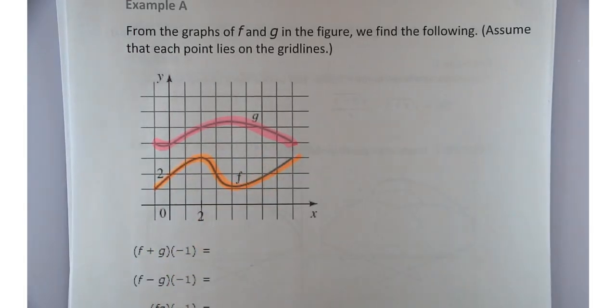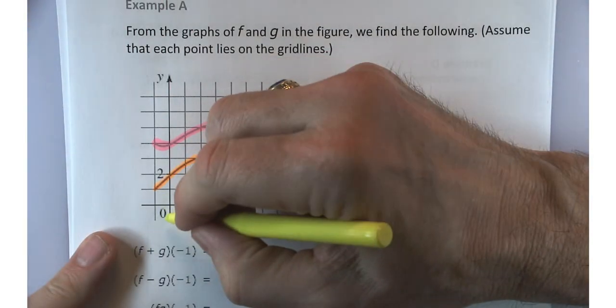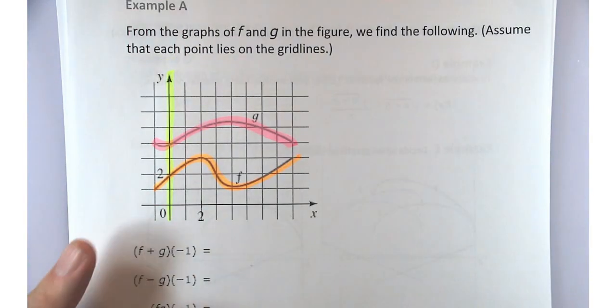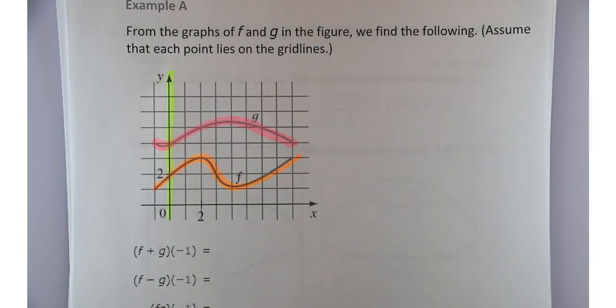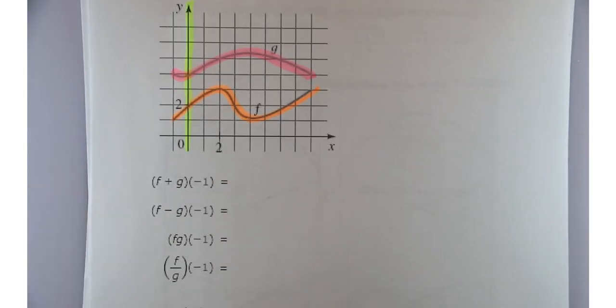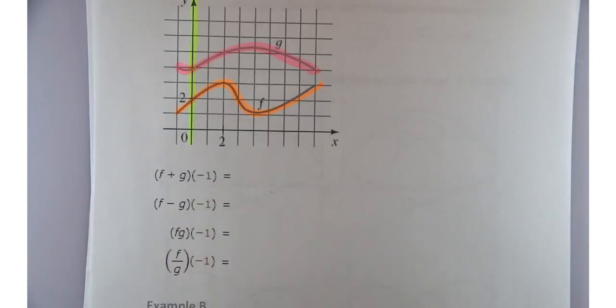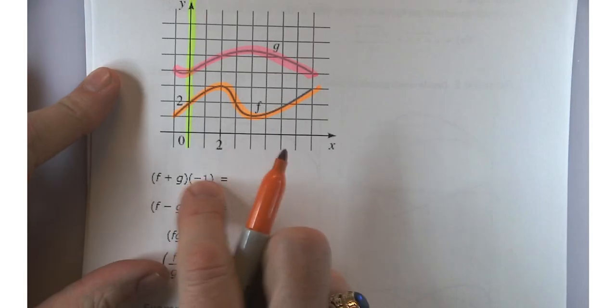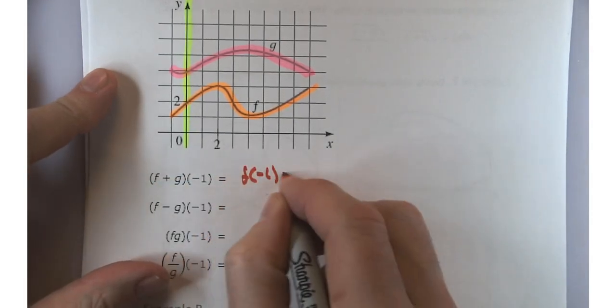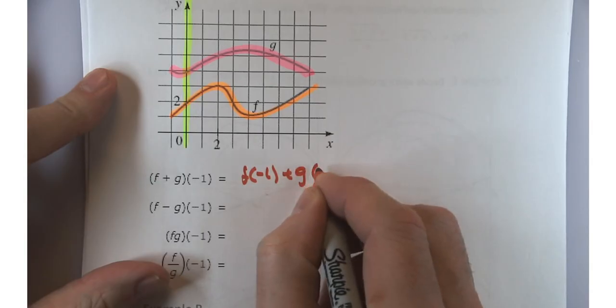So f of x is this one. And you can bet that the numbers here are nice integers, at least as far as we're going to need them. One thing to be careful of is that this is the y-axis. They're going to ask you, for instance, for f plus g of -1. Well, that's just notation, and it kind of looks like you can distribute. In fact, it's really what the notation is leading you towards. That's f of -1 plus g of -1.